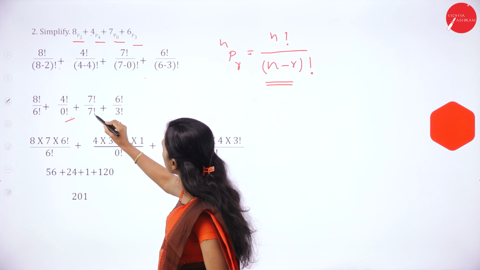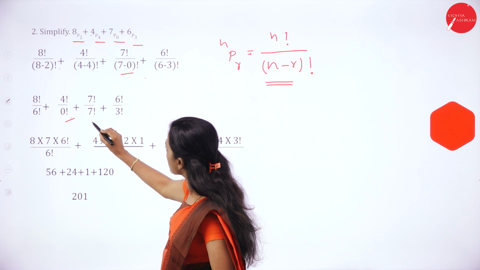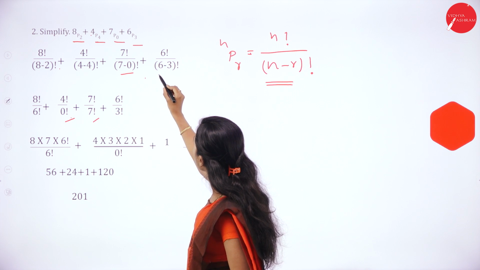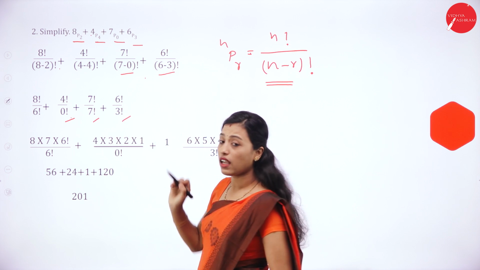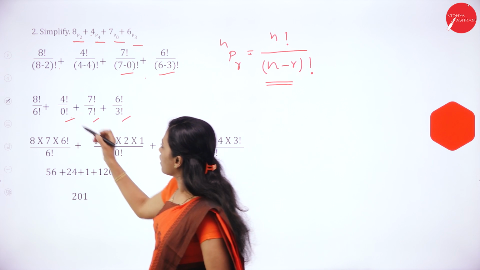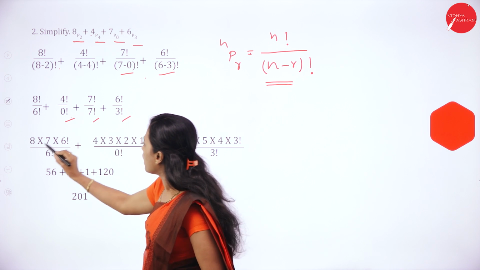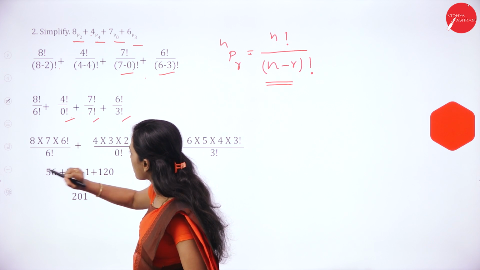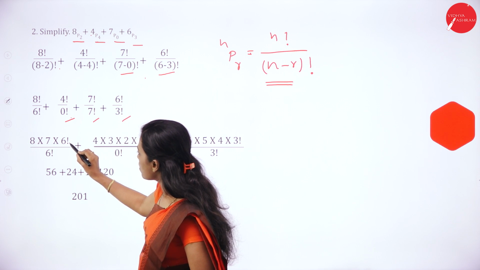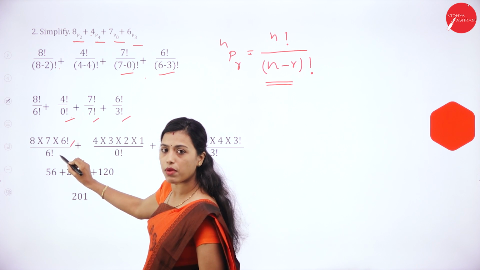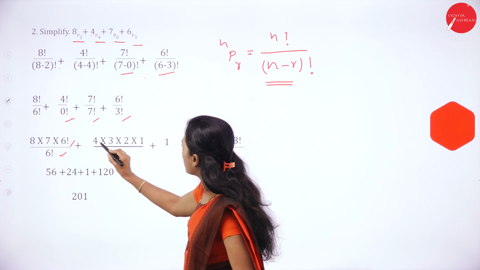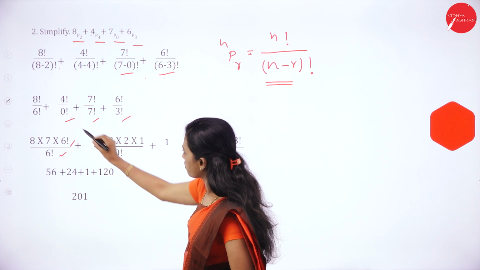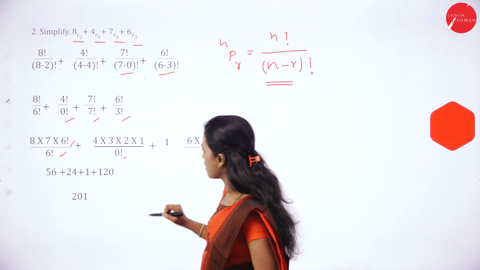7 factorial divided by 7 minus 0 is 7 factorial. Then 6 factorial divided by 6 minus 3 is 3 factorial. Then 8 factorial means 8 into 7 into 6 factorial, since your denominator is 6 factorial. So 8 into 7 into 6 factorial divided by 6 factorial. Then 4 into 3 into 2 into 1. 0 factorial, write as it is.